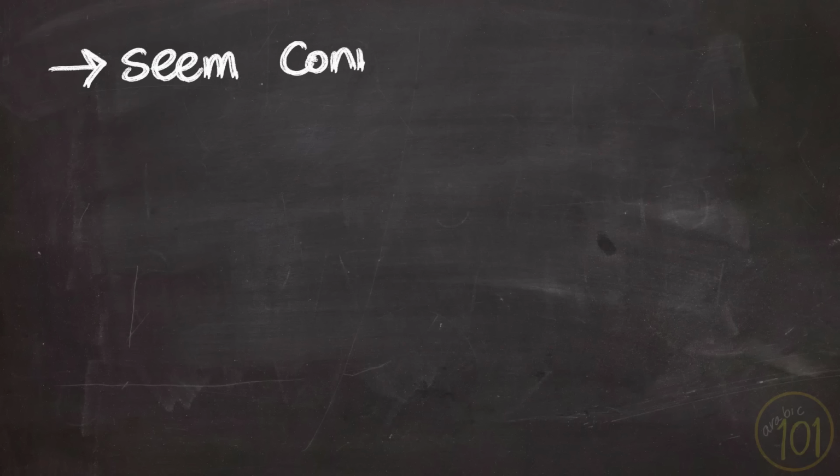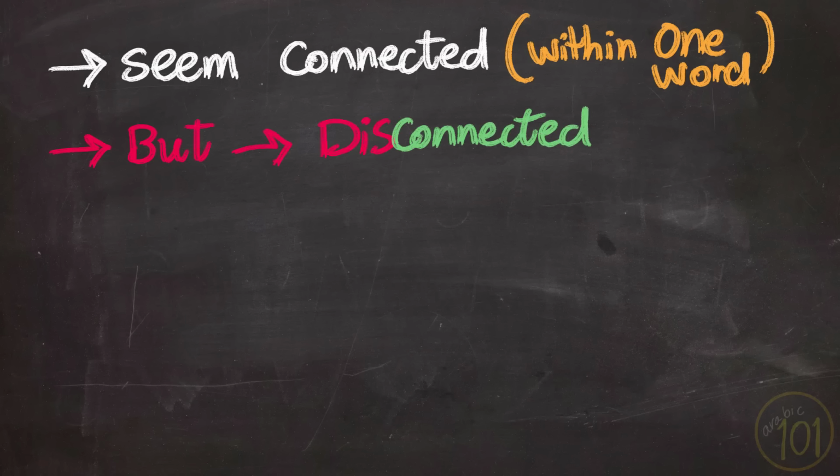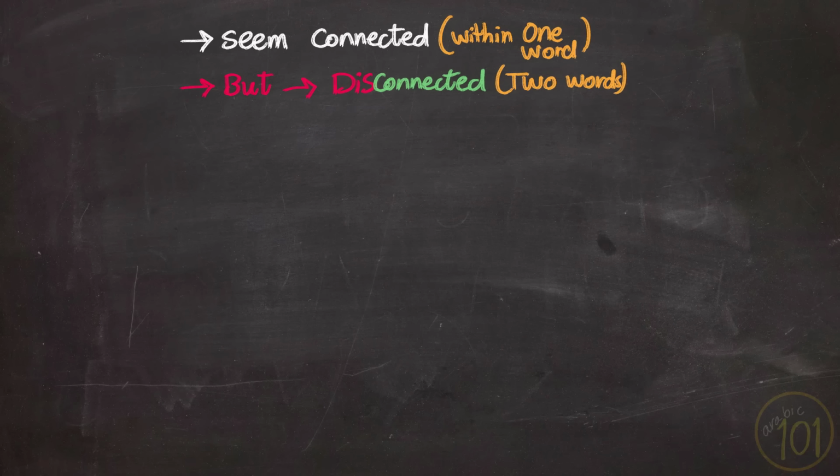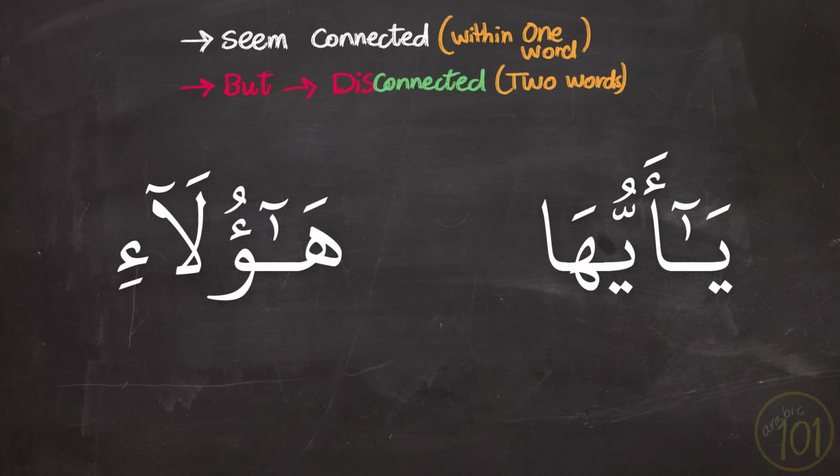But there is one last thing you have to pay attention to, which is that there are some words that look like they have med muttasil, while in fact they have med munfasil. And this confusion can sometimes be generated because of how some Arabic words are written in the Quran. Two of the most common examples are ya ayyuha and هؤلاء. Now in the first example, the med looks like it is within the same word, and it seems like it is a med muttasil.